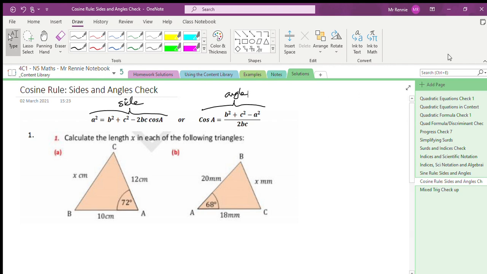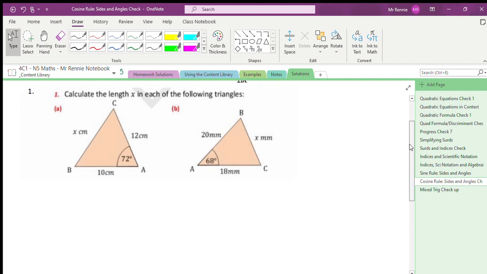So the first question: I've got this triangle here with sides 12 and 10 centimeters and an angle of 72 degrees, and our job is to work out the length of x. First of all we label our sides. Opposite angle A is side A, opposite angle B is side B, and opposite angle C is side c. I'm finding x, which is actually a, so that's good. That means I don't even need to change my formula. So a squared will equal b squared plus c squared minus 2bc cos A.